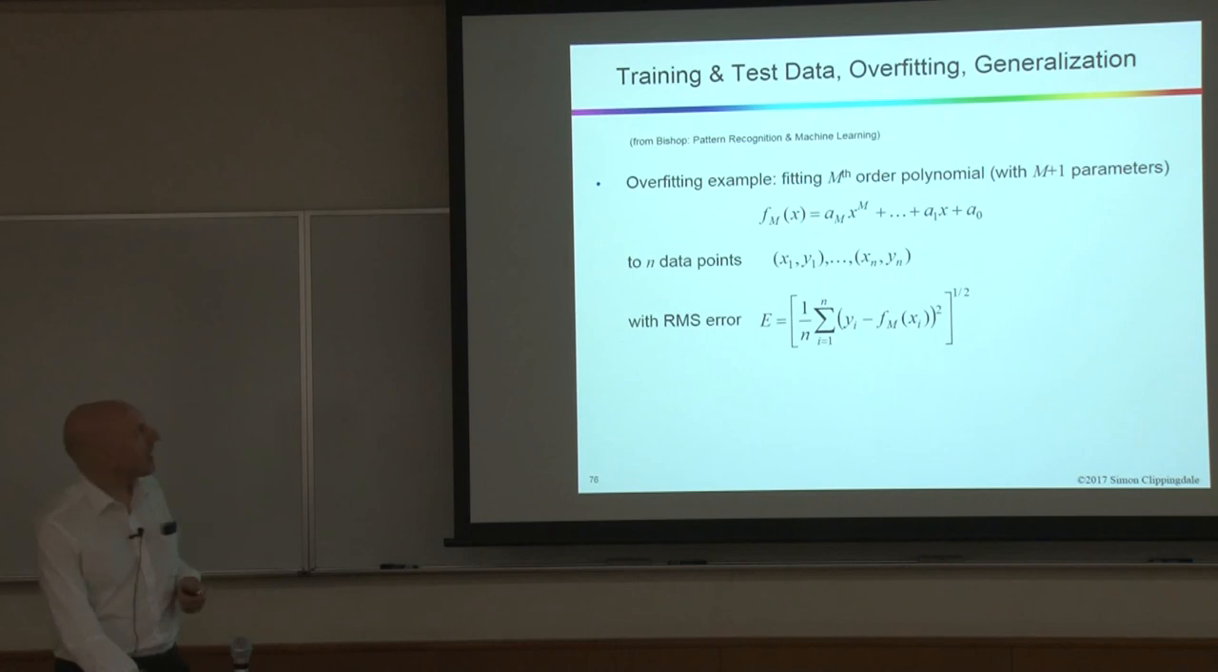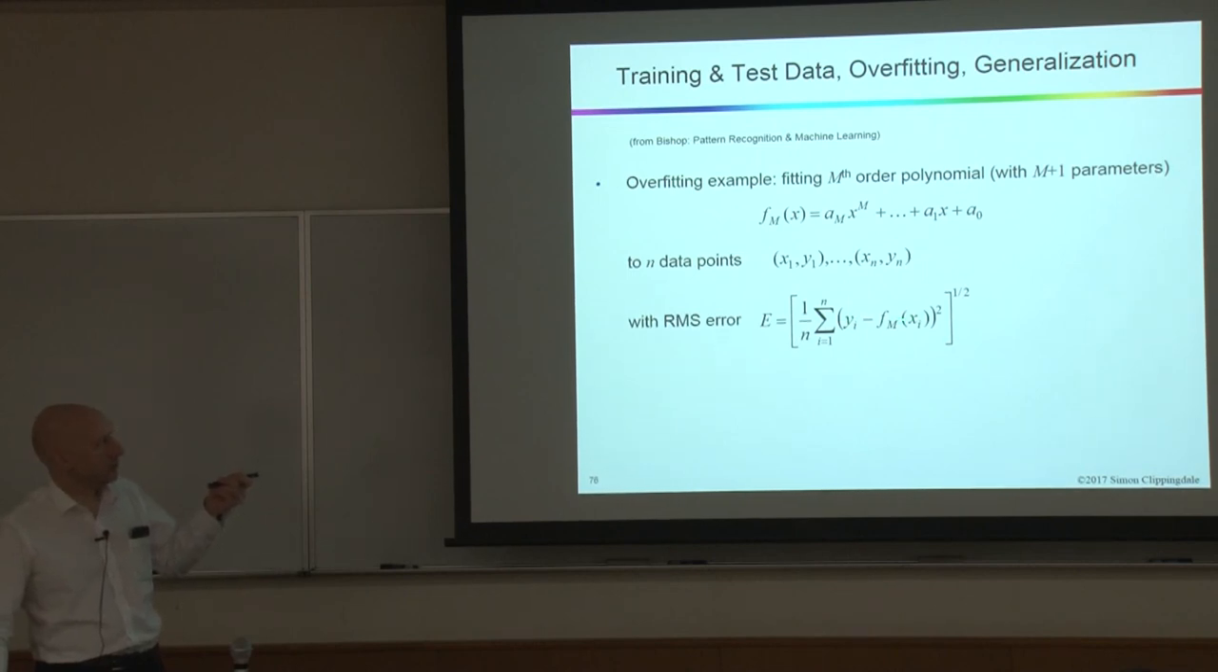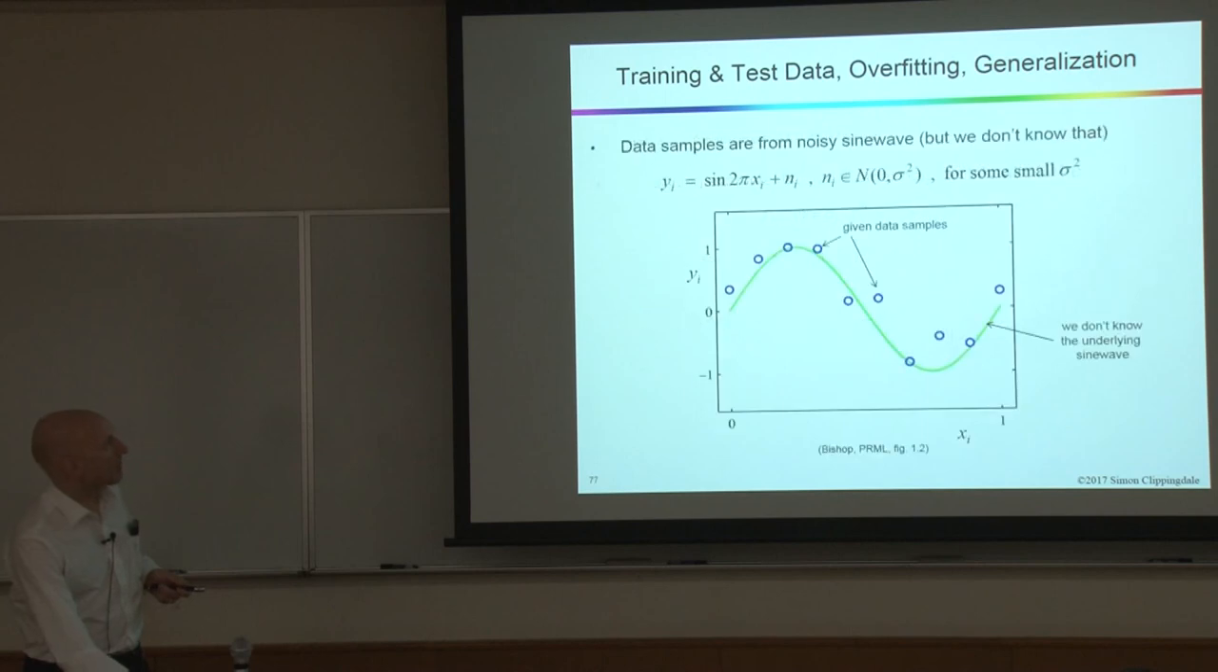Here's an example of that, where we're going to try and fit this polynomial. So it's an mth order polynomial. There are m plus 1 parameters, and we're going to try and fit it to n data points. Here they are. If we fit this polynomial to these data points, we get this squared error, average squared error, data point minus the value of the polynomial.